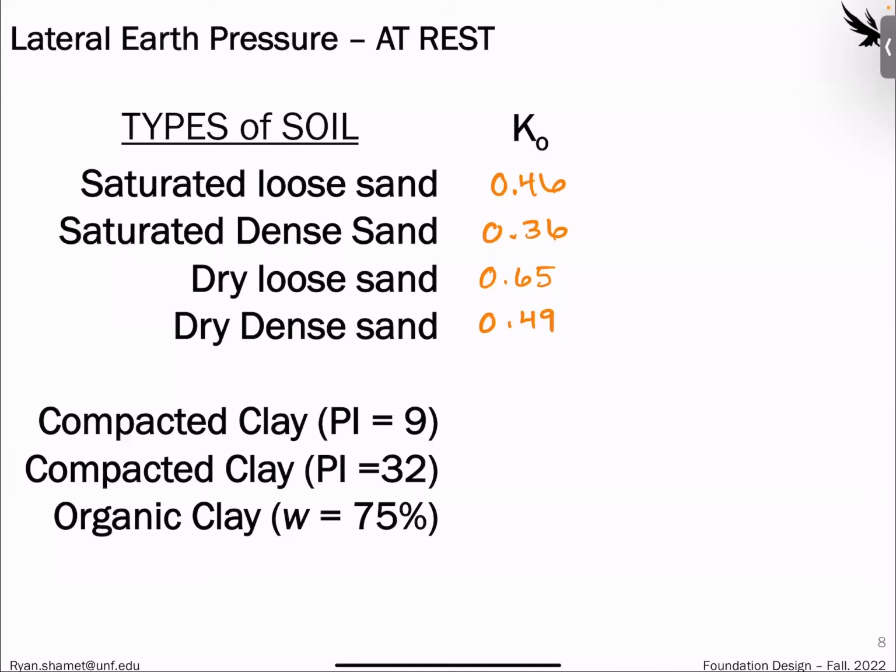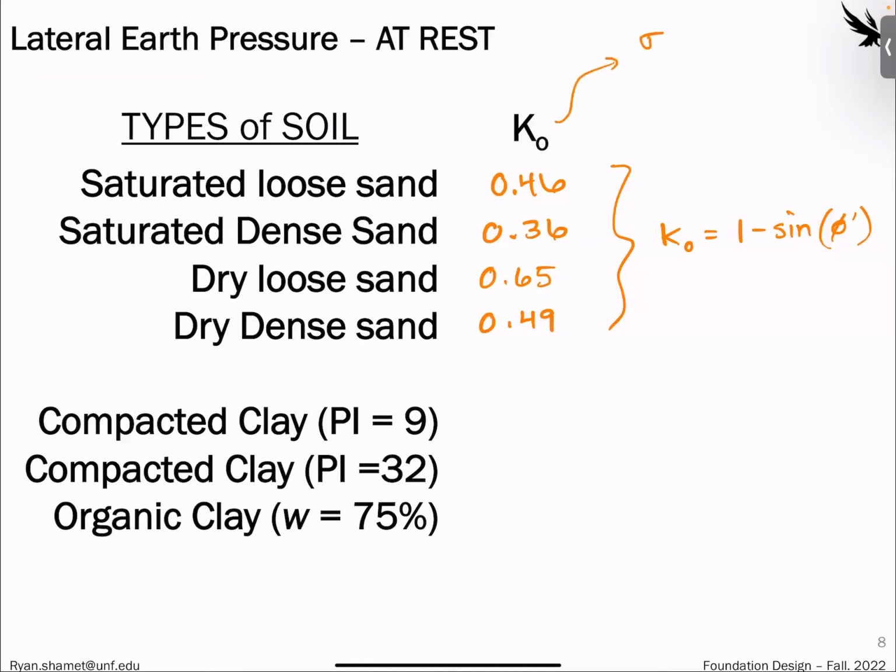An equation that we use for sands is this one here: K naught is equal to 1 minus sine of the friction angle. That's one of the correlations that we use for that. And remember this equation here, this K naught: the higher the number, the closer the horizontal is to the vertical.